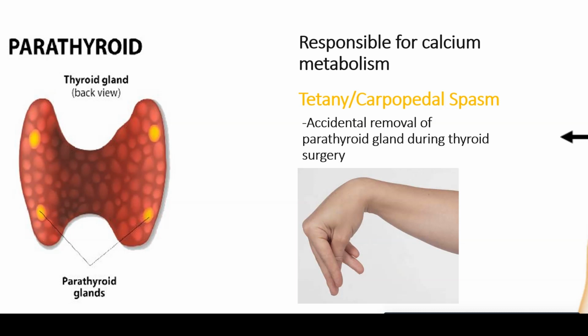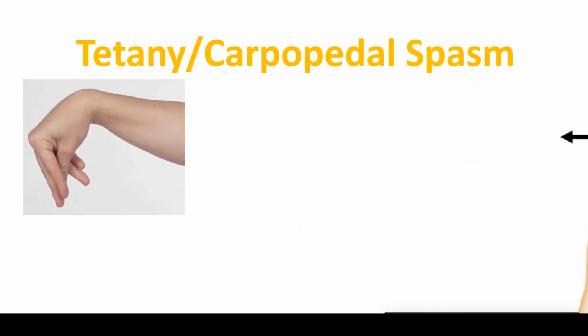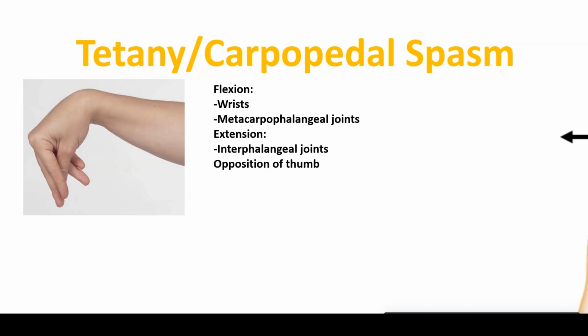Only after the patient has assessed this risk thoroughly and agreed to surgery is the surgery done. So it is not like surgeons are at fault for doing this. It is just a complication of the surgery which can or cannot happen irrespective of the surgeon's skill. Obviously, if the skill is higher, the risk is much lower. All right, so what are the features of tetany or carpopedal spasm?